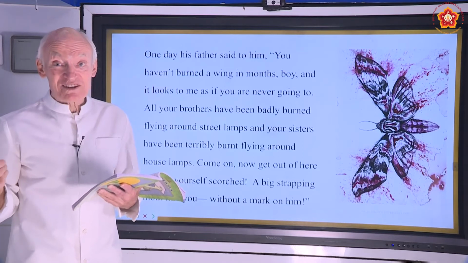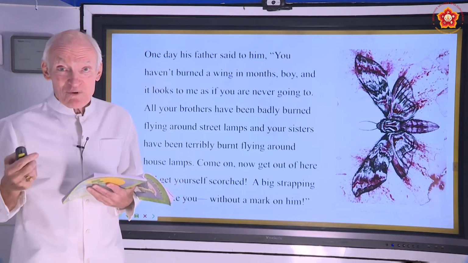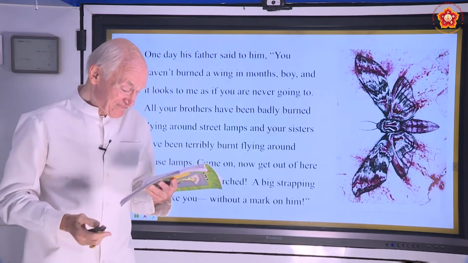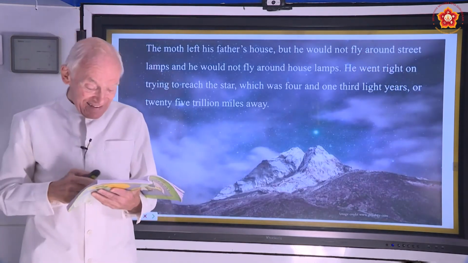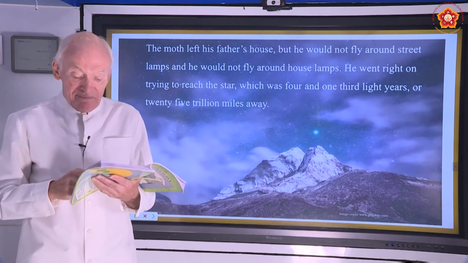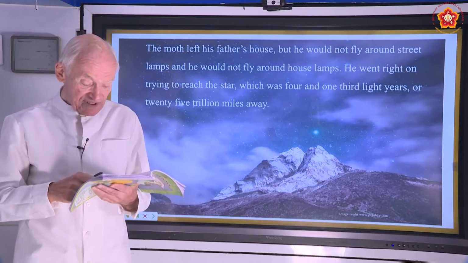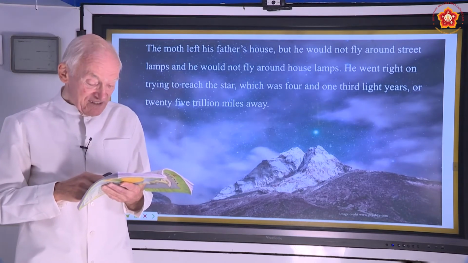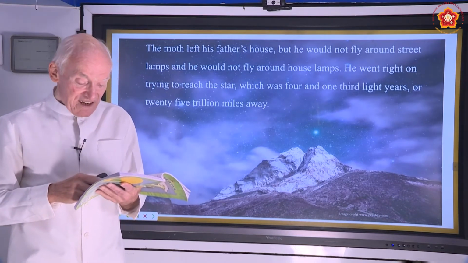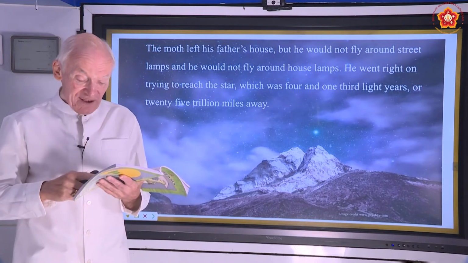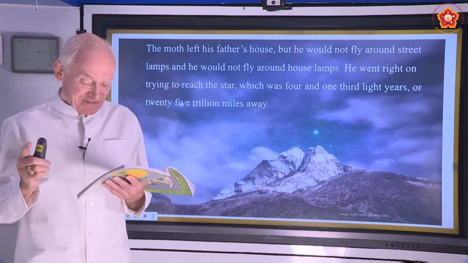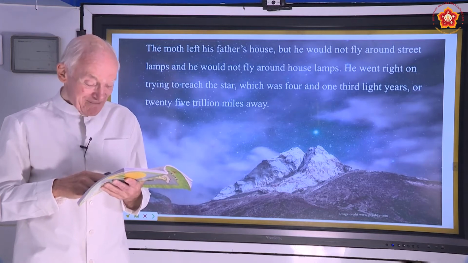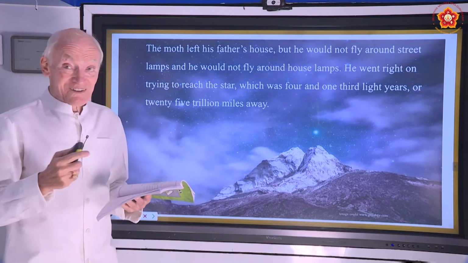But this moth is smart. He's not going to go there. He wants to do something bigger. He wants to expand out to this star. The moth left his father's house, but he would not fly around street lamps and would not fly around house lamps. He went right to trying to reach the star, which was 4 1/3 light years, or 25 trillion miles away. That's a long ways away.